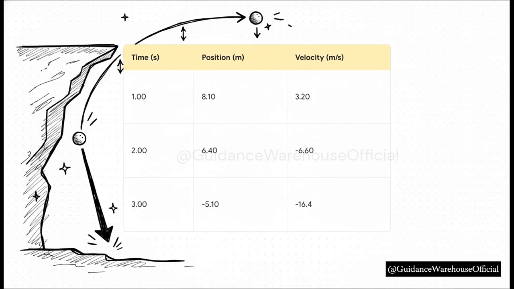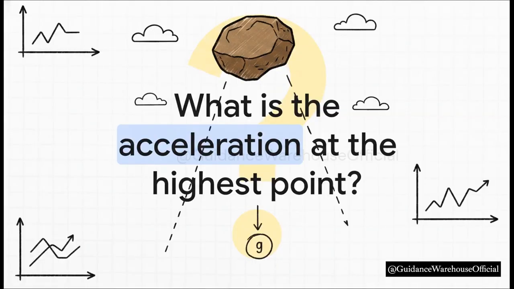By 3 seconds, both position and velocity are negative. The rock has plunged right past the starting point and is speeding downward at 16.4 meters per second. Now, you might be wondering, what happens at the exact peak of its flight? Right around 1.5 seconds, the rock reaches its absolute highest altitude. For a fraction of a split second, its velocity is exactly 0, as it stops moving up and gets ready to fall back down.